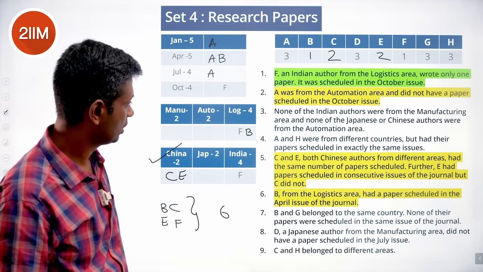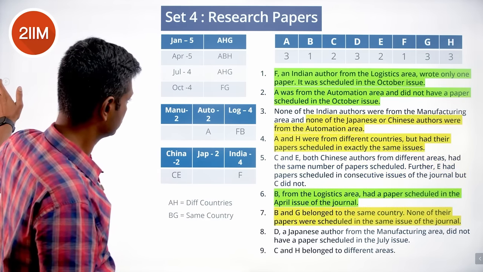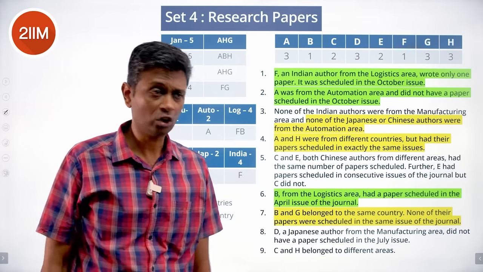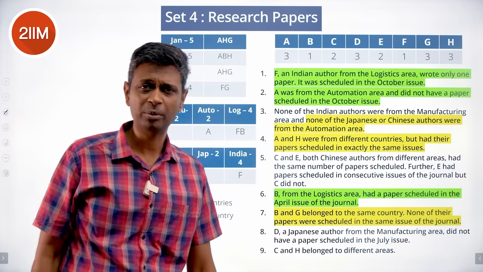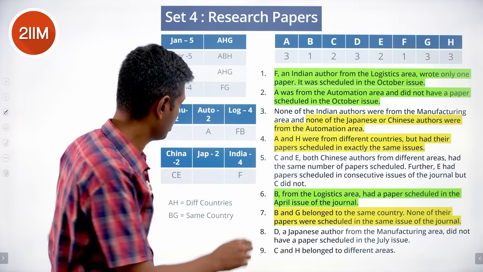Lovely. Let's build on this. None of the Japanese or Chinese authors were from the automation area. That means all automation professors, authors are from India. That means this should be A.